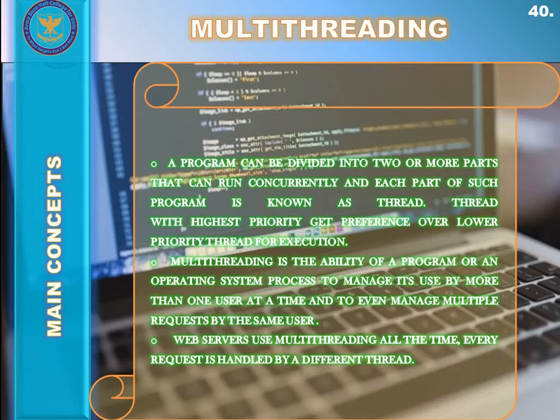Multi-threading is the ability of a program or an operating system process to manage its use by more than one user at a time, and to even manage multiple requests by the same user. Why are we saying that multi-threading is the ability of a program to manage multiple requests by the same user? It means that if a user is applying multiple instructions on the data, that same user is requesting multiple things from the computer, from the CPU.